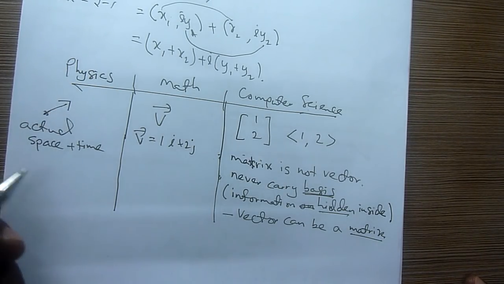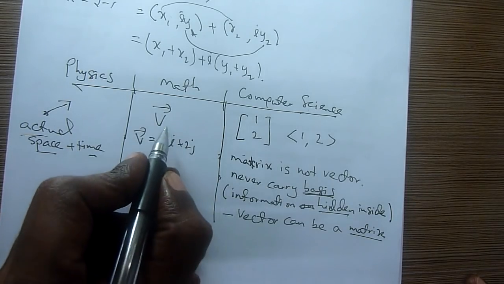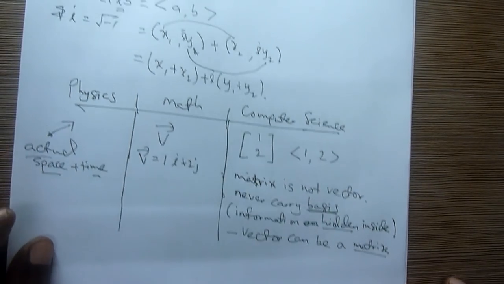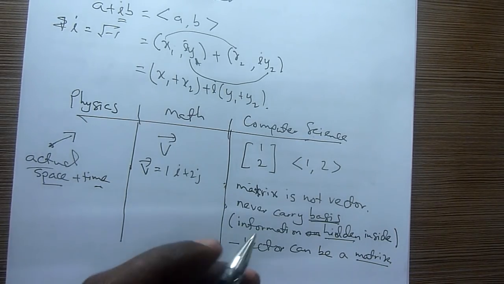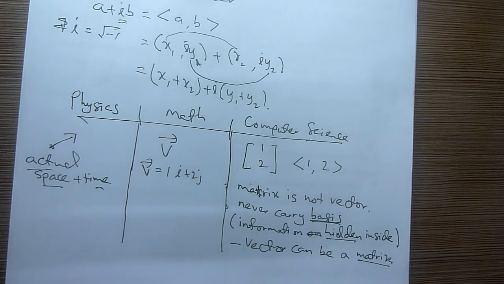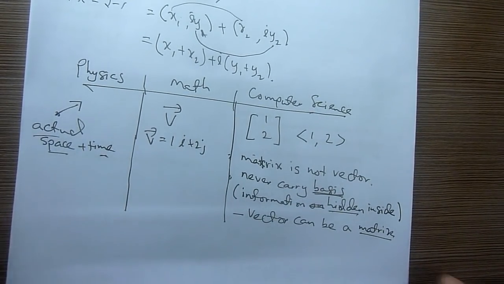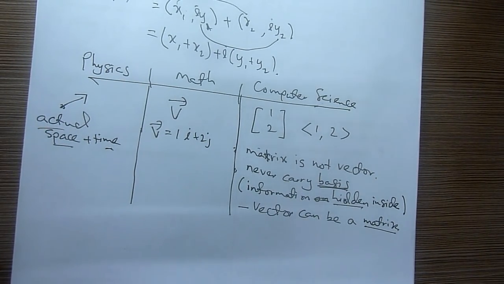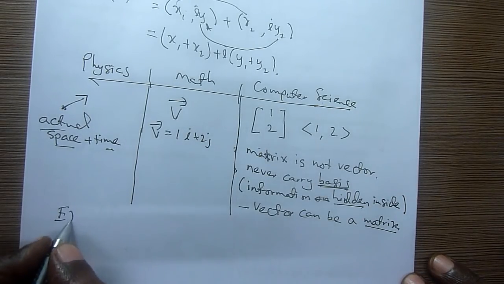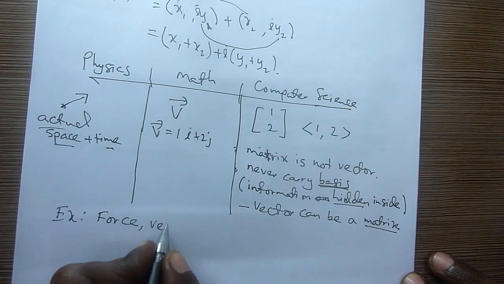In physics, we learn vector as an actual space and a time. In mathematics, we see that as two pieces of information, and in computer science, we combine a matrix into vector for its applications. And good examples for vector are force and velocity.